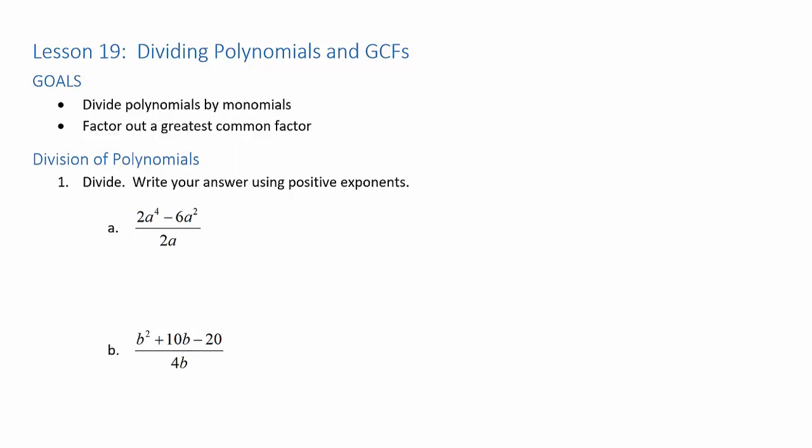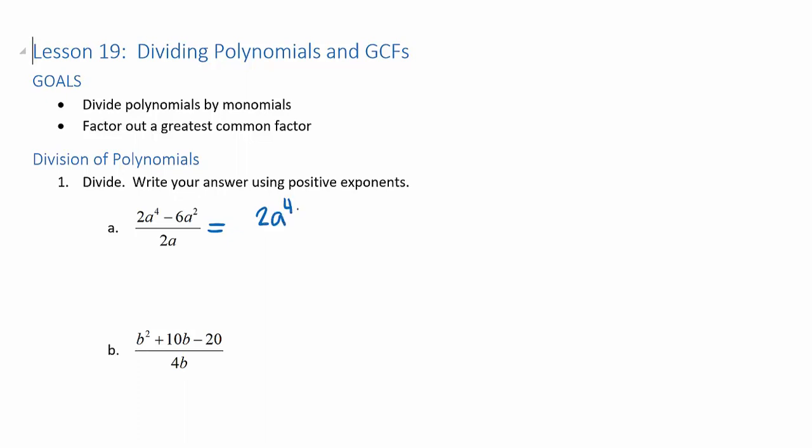We have two topics we're going to discuss today, and that would be dividing polynomials and finding greatest common factors. So in the previous section, we did do division with exponents, but we only had monomials. We didn't have any plus or minus signs in the problem. If you want to divide something with more than one term by a monomial, something with one term, the basic idea is you have to divide each term by that denominator.